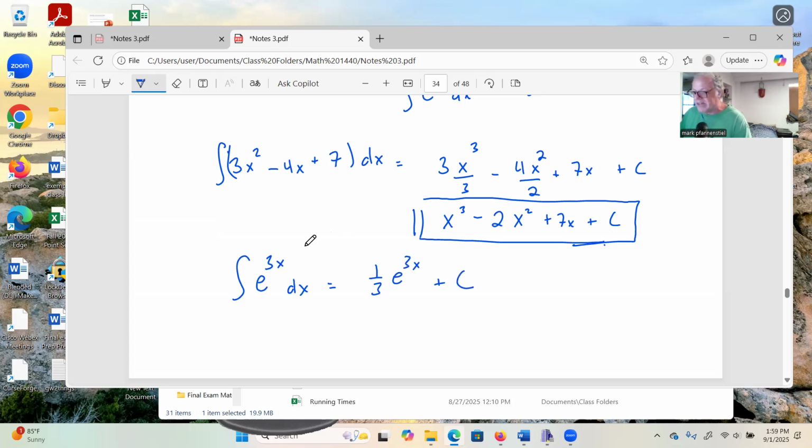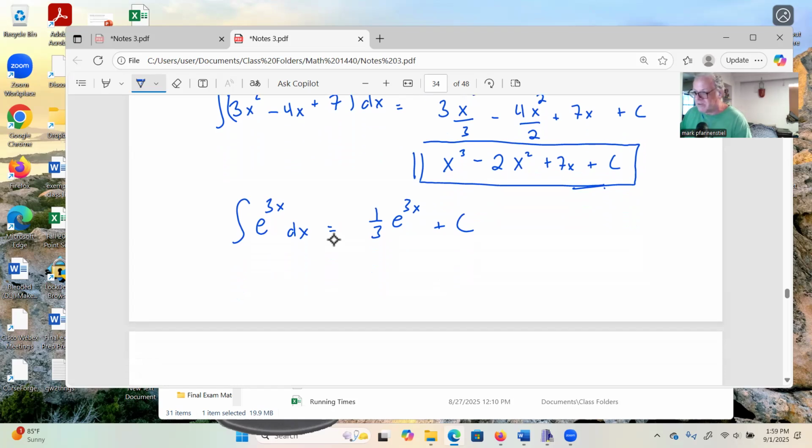Now, a thing you can do is you can take the derivative of the thing you just integrated. They are inverse operations. You should get back the exact same thing you started with. So if I want to take the derivative of 1/3 e to the 3x plus c, let's go ahead and do that. That's going to be 1/3, right? Because the constant flips to the derivative sign. And then we have e to the 3x times its chain rule times 3.